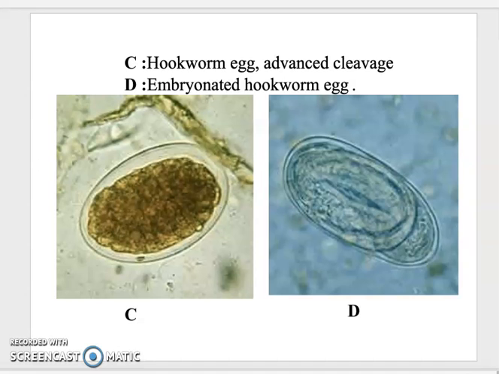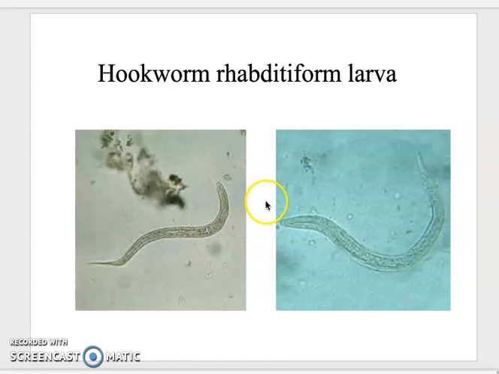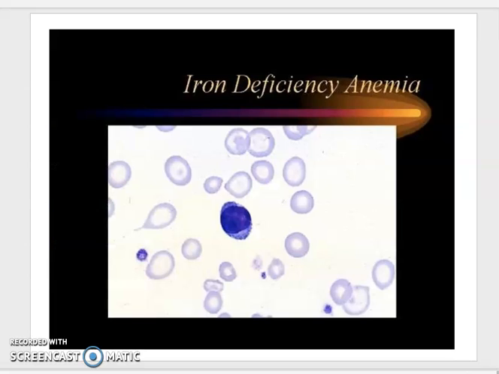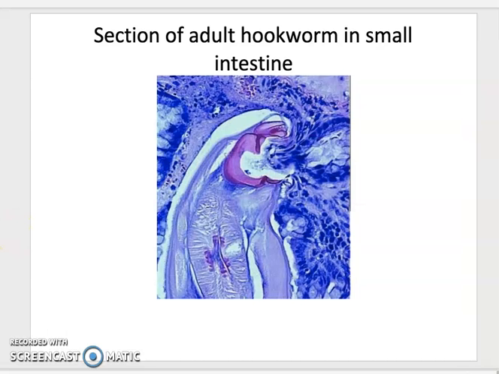So these are the different stages of the life cycle, and these are the small rhabditiform larval forms which may be present. Then the filariform larva is the next stage, and in iron deficiency or anemia, the blood smear appears like this. And this is a section showing hookworm presence in the small intestine. You can see here the presence of the hookworm in the small intestine. It's heavily loaded with hookworm.